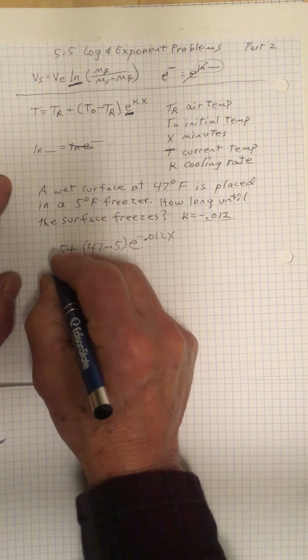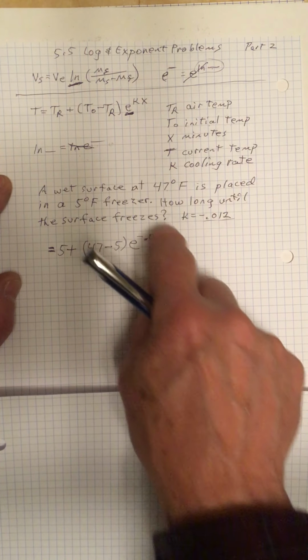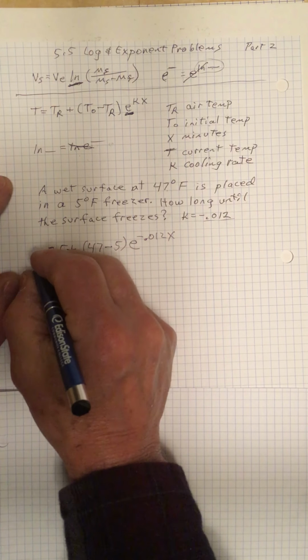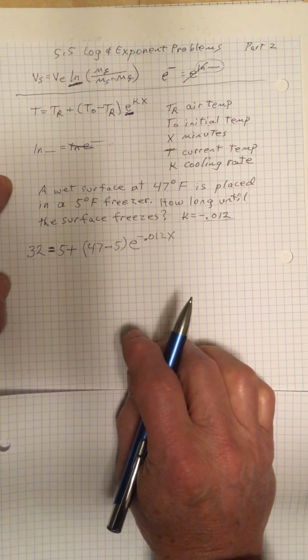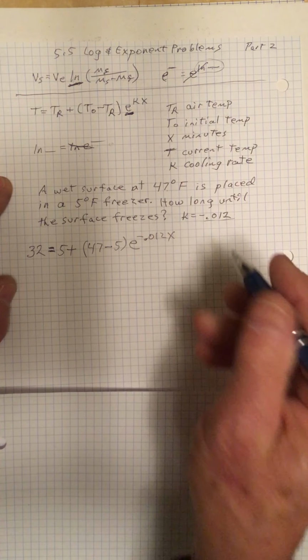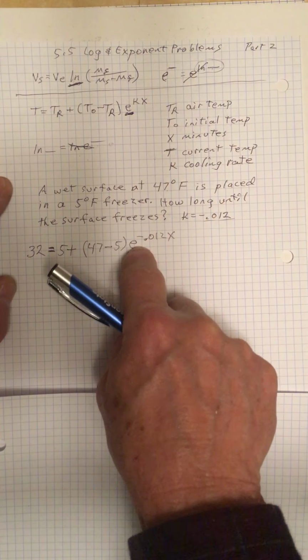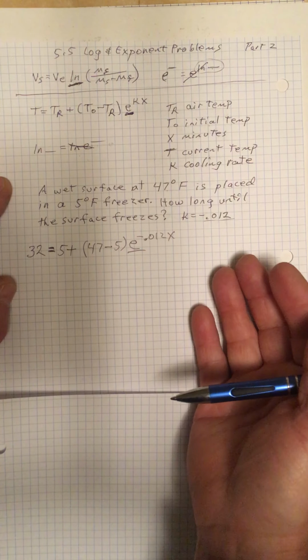I know what K is, it's given, and it would need to be. And what does T equal? T is the temperature I'm interested in. I'm interested in when it freezes. Freezing is 32 degrees because we're looking at Fahrenheit. So again, when I look at an equation like this and I see an E, I know isolate E, take natural log of both sides.